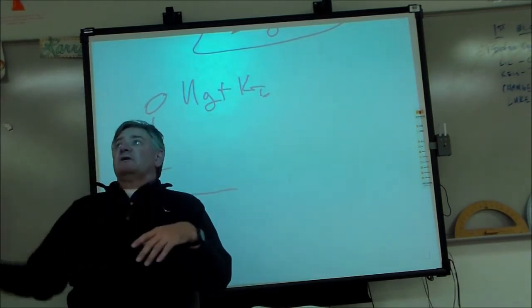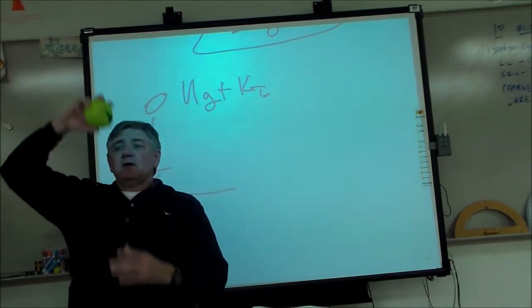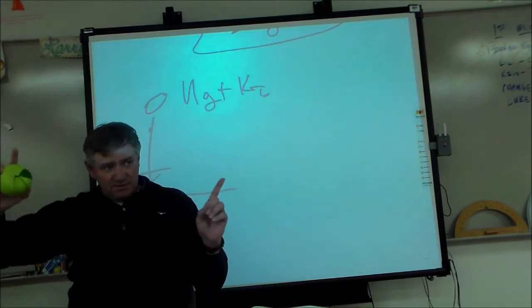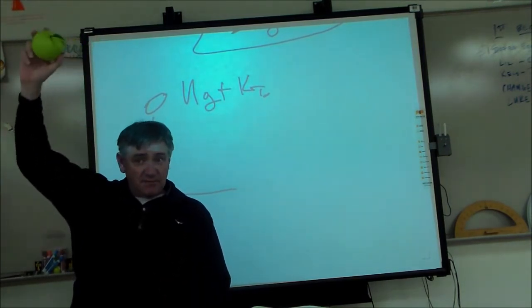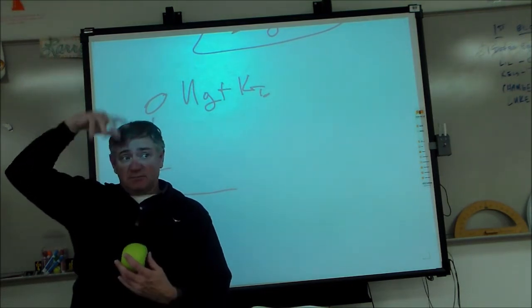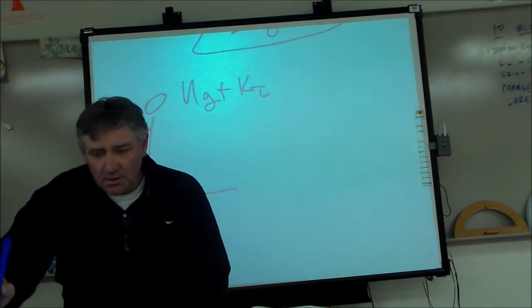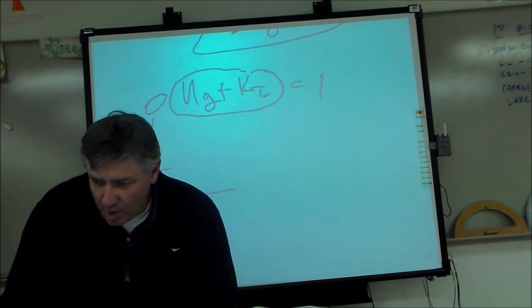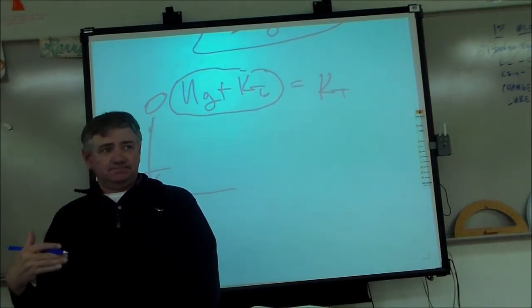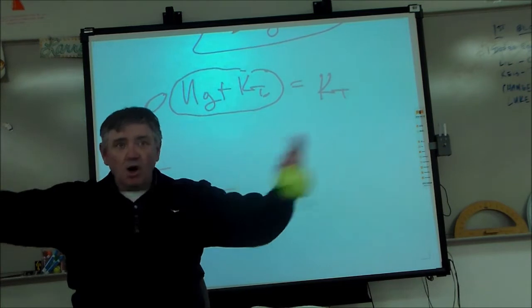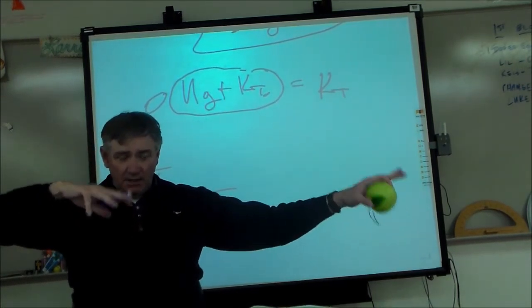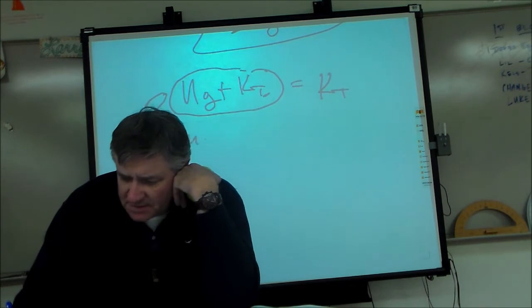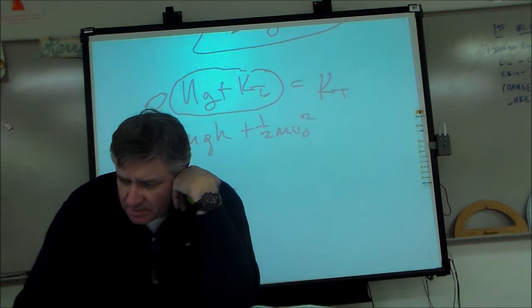So if I take this ball and I throw it up in the air, or if I throw it down, I'm going to have two types of energy. I'm going to have UG because it's above the ground, and then I'm going to have kinetic energy because I'm going to throw it. So these two values up here at the top have to equal all of the kinetic energy at the bottom, because when you hit the bottom, it's all going to be kinetic energy because you're not going to have any UG. So we can write this as mgh plus 1/2 mv naught squared equals 1/2 mv squared.